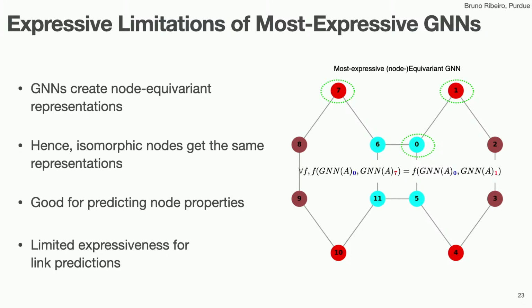OK? And that's the problem that we are going to have when we try to learn one single GNN to do all these tasks, because the symmetries required for each task are different. They're not the same symmetry.